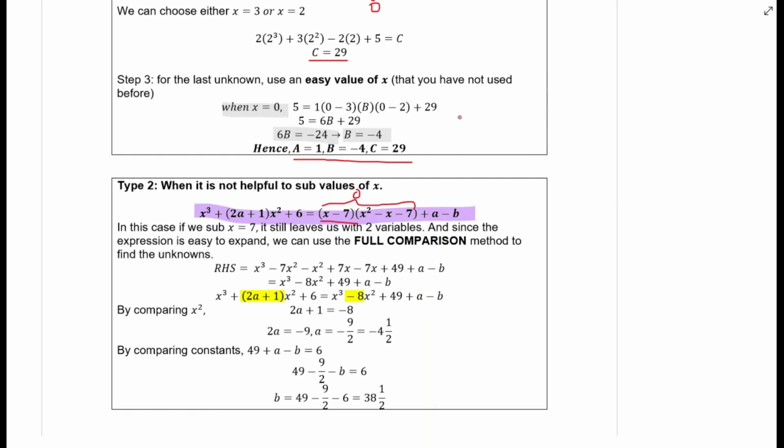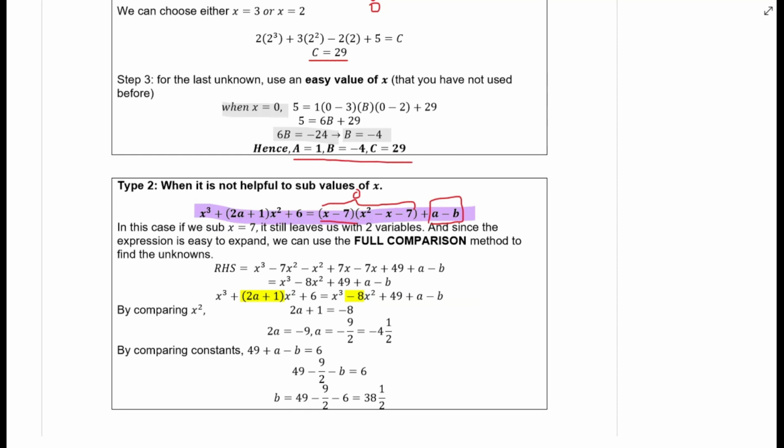However, we can see that there is still a minus b left on the right hand side, which is two unknowns. Once you have two unknowns, you can't really do anything and you will kind of get stuck because you cannot find a, you also cannot find b. So what can we do now? Usually when it's not helpful to sub in values of x, we'll just completely expand whatever's given to us on the right hand side.